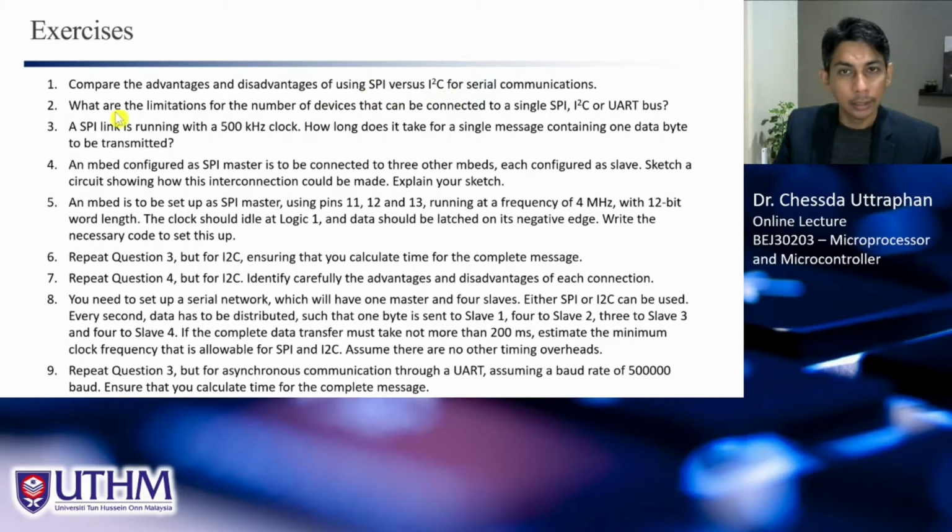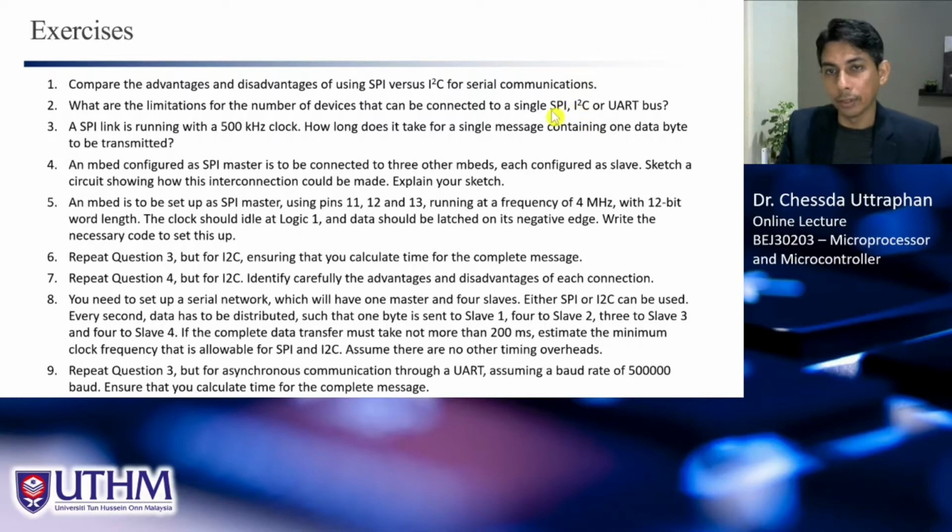Yeah. Number 2, what are the limitation of the number of devices that can be connected to SPI, I2C, or UART bus? This one also have been discussed many times. So, for example, SPI, what is the limitation of the number of devices? Of course, the limitation is the number of pin, right? Because you need one extra line for each device.